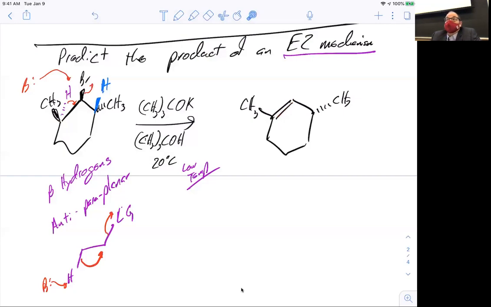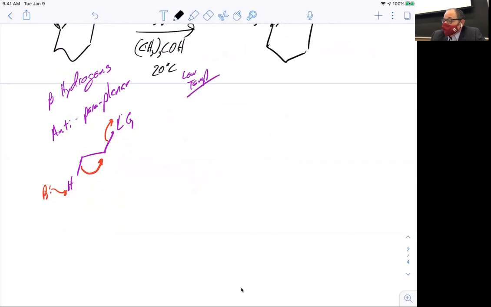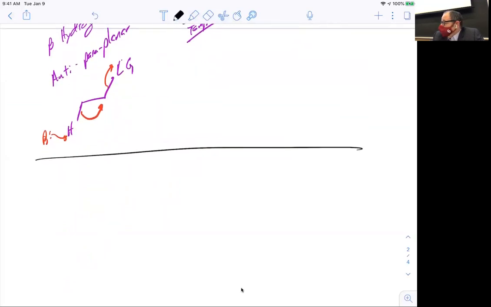All right, questions about that one? If this had been an E1 mechanism, then I would have gotten 2 products, right? Because I wouldn't have had the same anti-periplanar arrangement. There's no stereo control in an E1, just like there's no stereo control in an SN1. Let's do another predict the product.